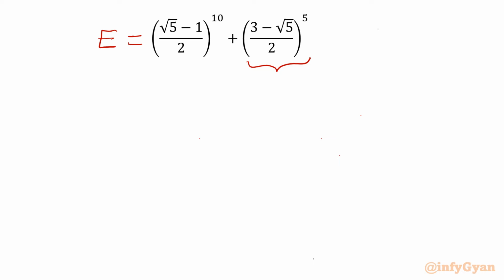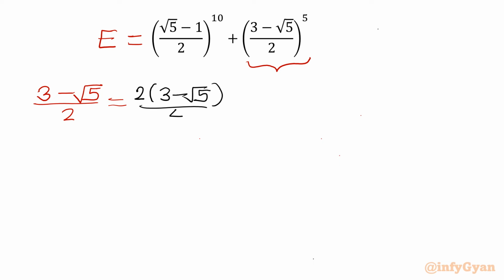So I can write here (3 − √5)/2. Now I'll multiply numerator and denominator by 2. So I can write 2 times (3 − √5) divided by 4. Let's multiply: (6 − 2√5)/4. 6 can be written as 5 plus 1, and then minus 2√5.